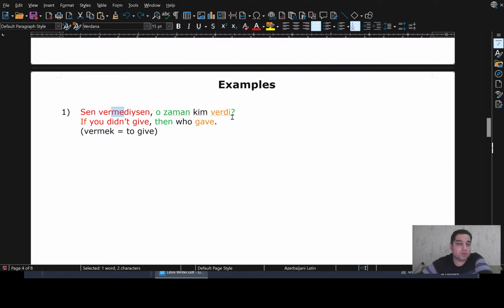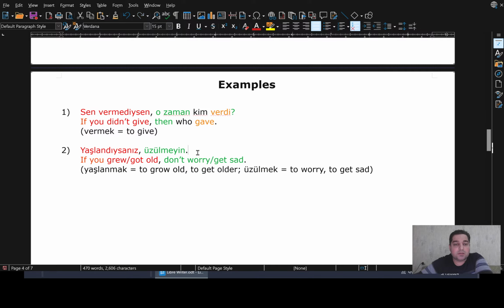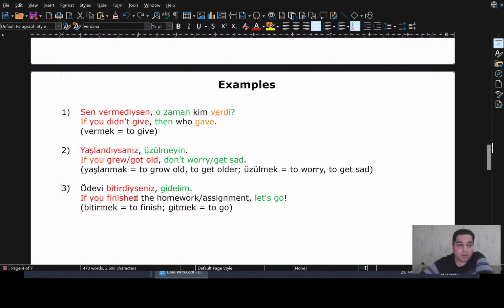That's basically what it means. Then the second example is "Yaşlandıysanız üzülmeyin." This is second person plural, right? "Yaşlandıysanız", siz, you, plural or formal. So if you grew old, or if you got older, don't worry, don't get sad, don't get upset. "Yaşlandıysanız üzülmeyin. We have a solution for you." Okay, so if you have got old, don't worry, we have a solution for you. That's another use of this kind of potentially where you can use it.